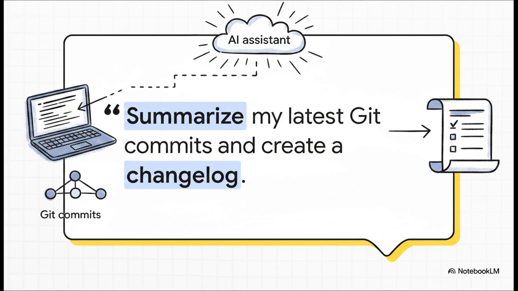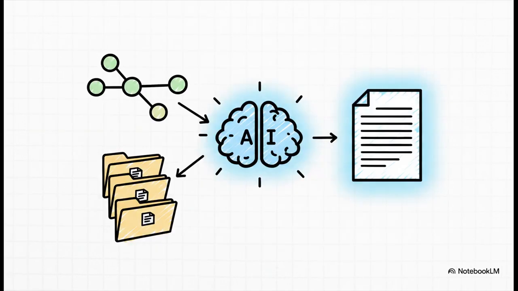Sounds like a simple request, right? But historically, an AI just couldn't do this. It couldn't safely and easily see your local Git repository, nor could it read your project's changelog templates. But with MCP running, it's like pure magic internally. The AI receives your prompt and instantly realizes it needs two things.